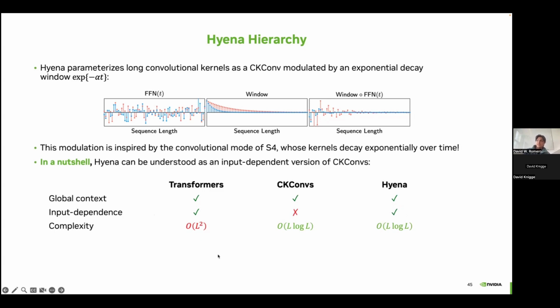In terms of complexity, and this is where the convolutional models are much better, the complexity of transformers is very high, it's quadratic, but for continuous kernels and Hyena it is L log L, because you can do convolutions in the Fourier domain, and that's quite cheap.